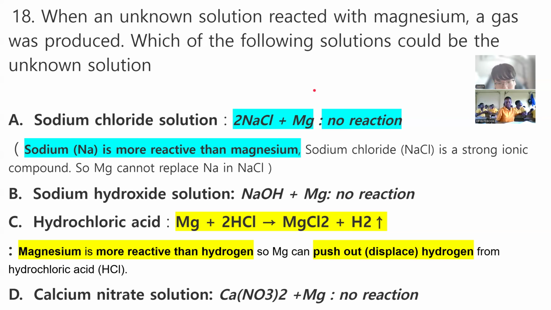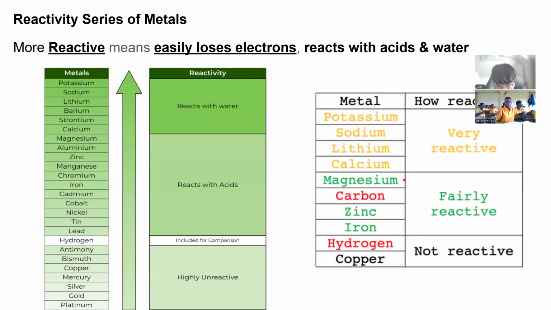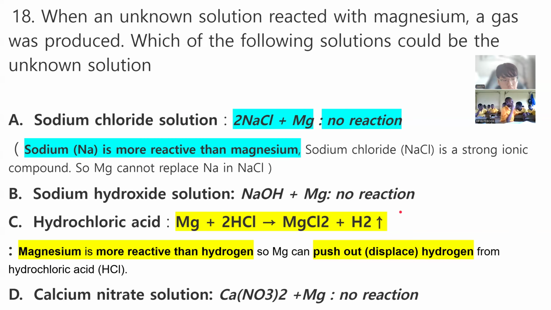The answer is C. What this is aiming for is the reaction of magnesium with hydrochloric acid. This might be a little complicated, but just remember how magnesium is more reactive than hydrogen. So magnesium can push out the hydrogen from HCl.